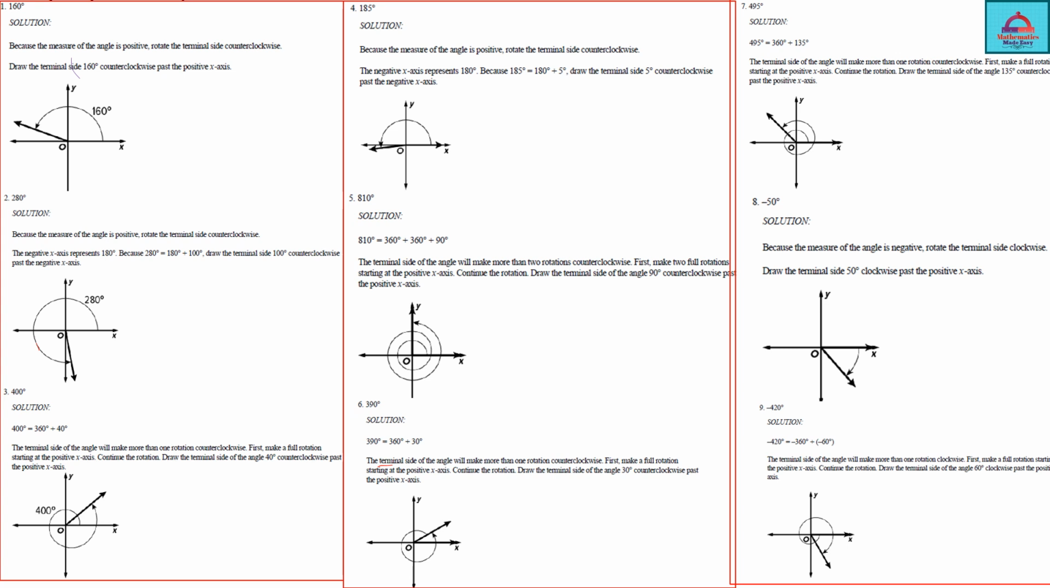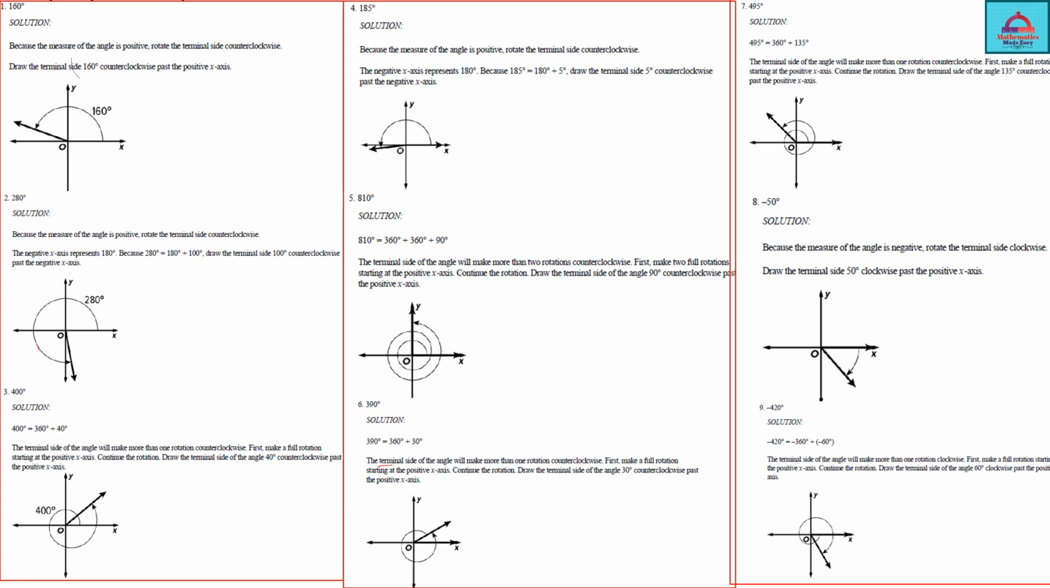Next angle is 495. This is 135° more than 360. So one complete rotation you are going to take, and after that you will move in the counterclockwise direction from the positive x-axis by an angle of 135. So this is how the angle is drawn.